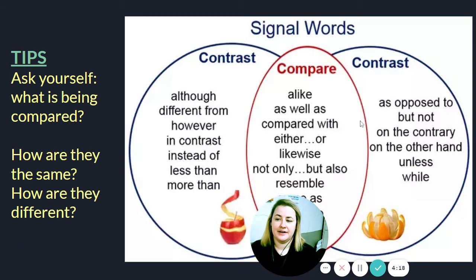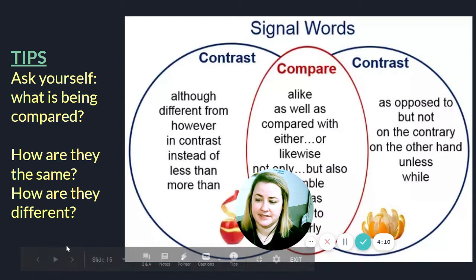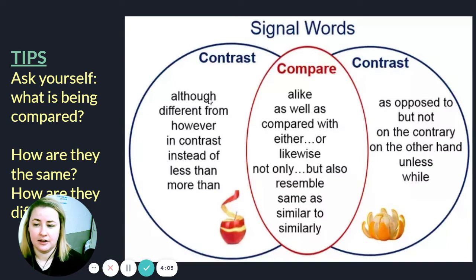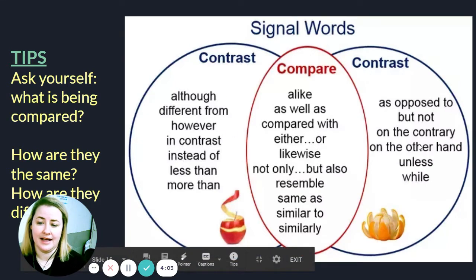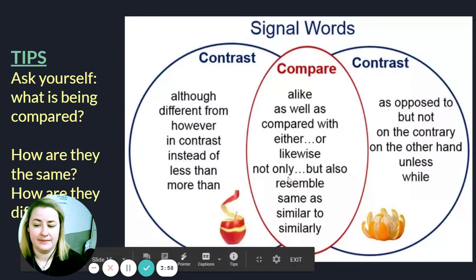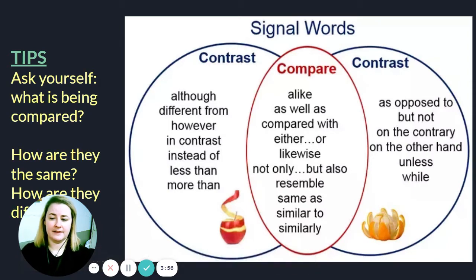So signal words. You're going to ask yourself what is being compared, how are they the same, and how are they different. So we've got our signal words here for contrast, which means how they are different: although, different from, however, as opposed to, but not, on the contrary, stuff like that. And then we have compare here in the middle, which is alike, as well as, compared with, not only, but also, likewise, similarly, and similar, same as, things like that. Things that indicate that they are the same.